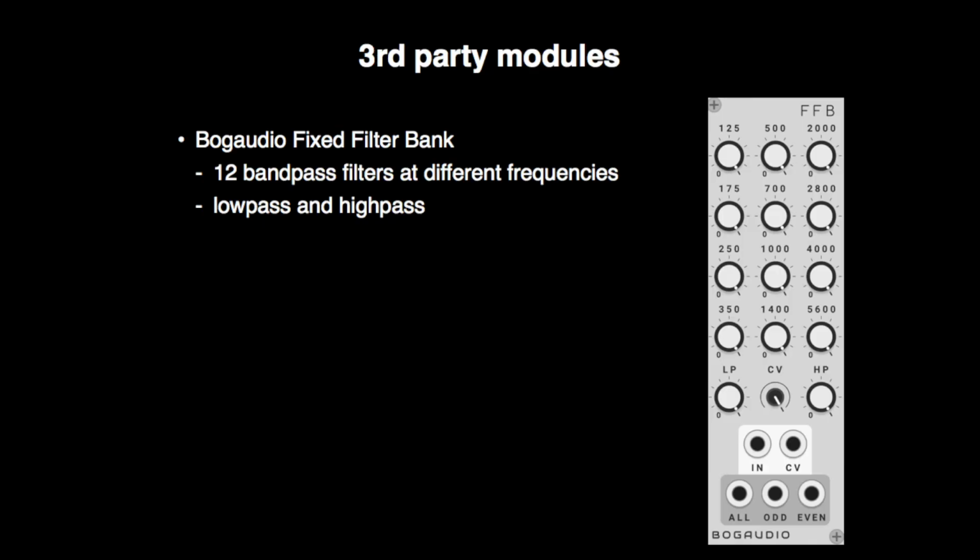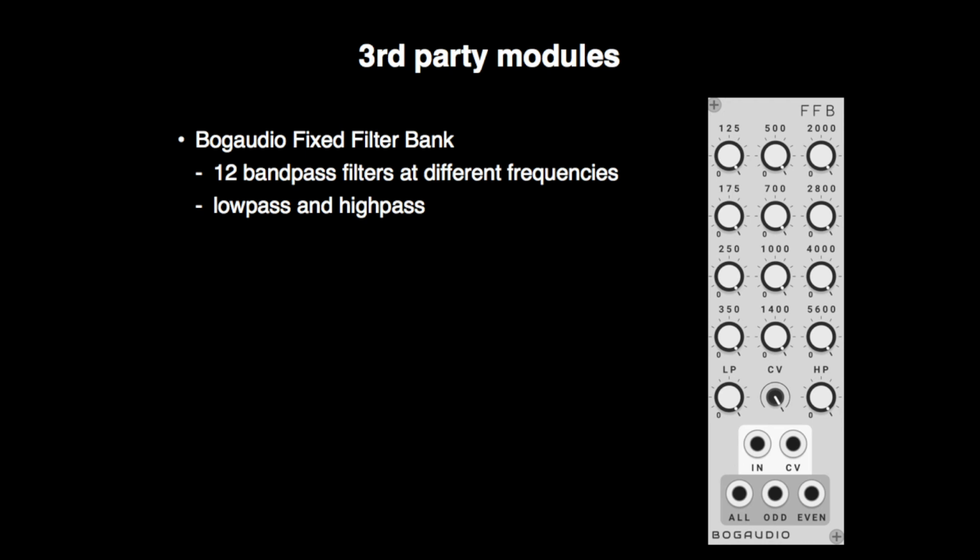There is also a Bog Audio fixed filter bank, which contains 12 different bandpass filters, each set to a different frequency. It's kind of like a giant equalizer almost. And it's also got a low pass and high pass filter built into it. So 12 bands plus low pass and high pass. It's really handy to run noise through. I'm not going to go over using it right now, but I encourage you guys to take a look at it and explore it. You'll see at the bottom there, it's got 3 different outputs.